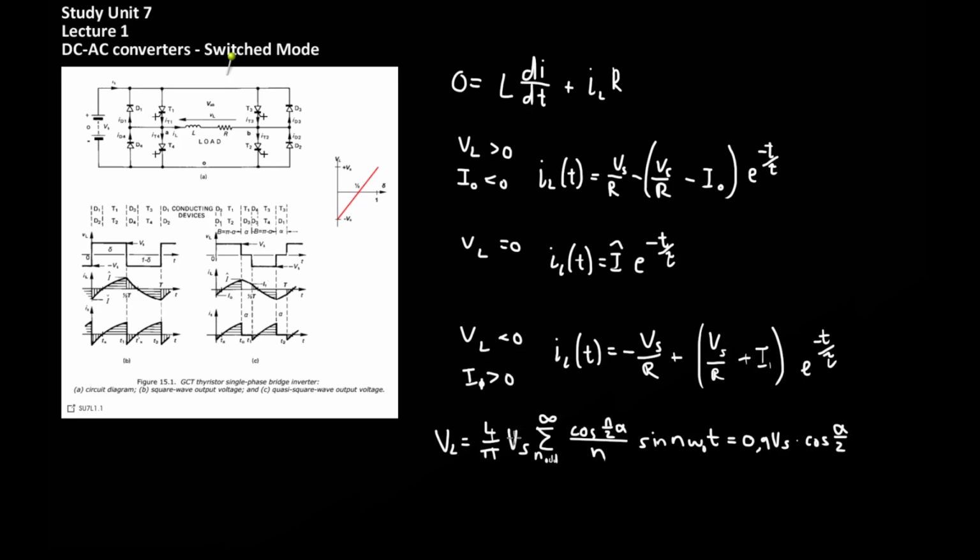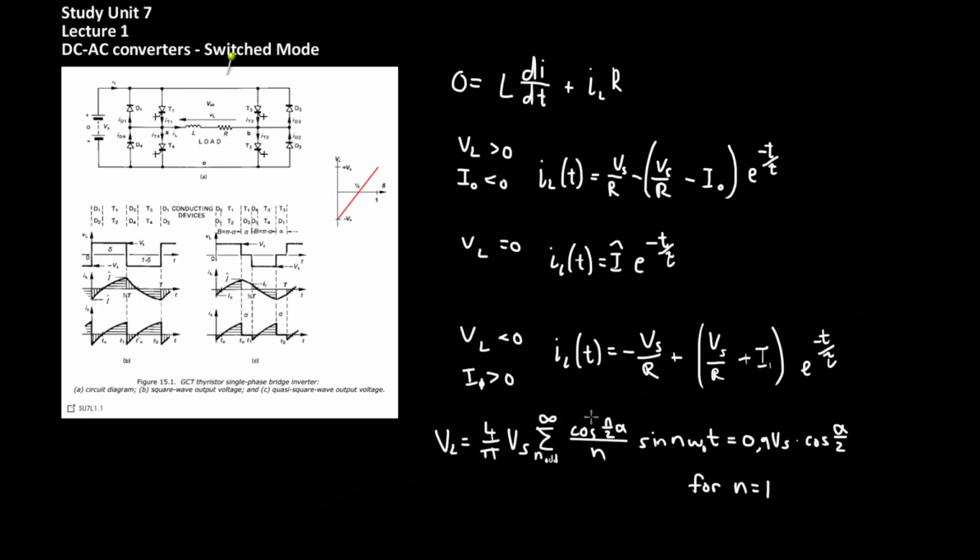So once again, a Fourier expression can be derived to express the instantaneous output voltage across the load, and for the quasi-square wave output, it is simply 4/π multiplied by the supply voltage multiplied by the sum from n = 1 to infinity of cos(nα/2)/n multiplied by sin(nω0t). For the fundamental, this whole thing simplifies to 0.9 Vs multiplied by cos(α/2).